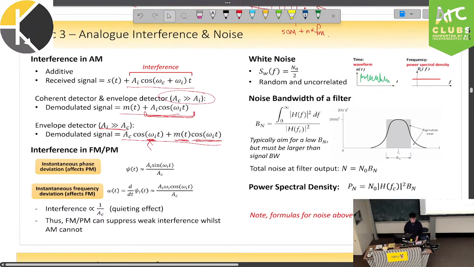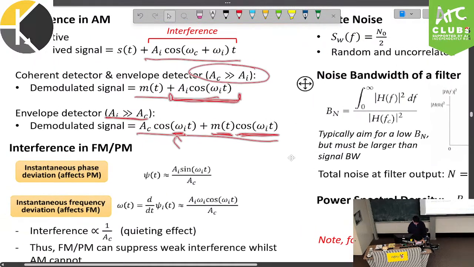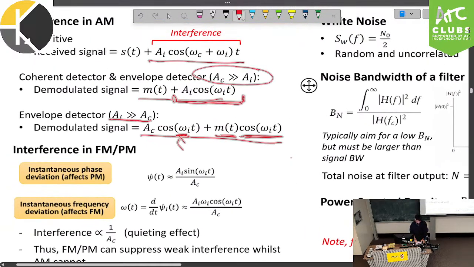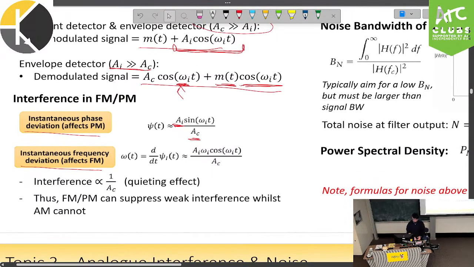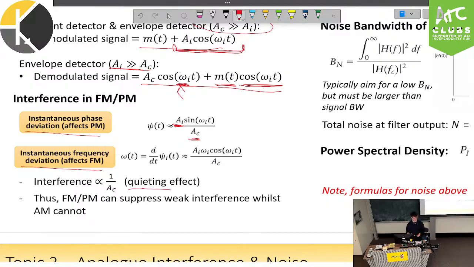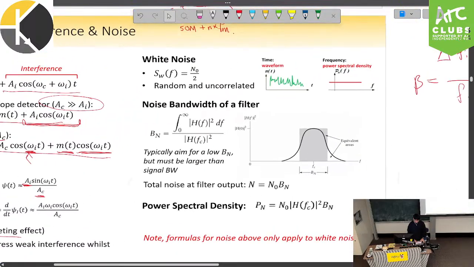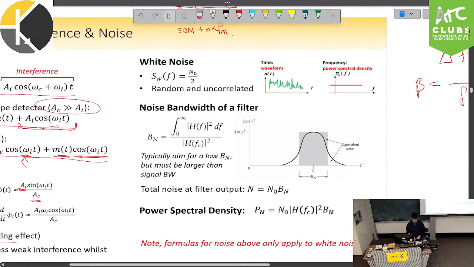This is where FM and PM comes in. So with FM and PM, we can see that the amplitude of your interference is inversely proportional to the amplitude of your carrier from these instantaneous phase and instantaneous frequency formulae. So we can actually quiet the impact of interference by having a larger carrier amplitude, which is something that AM cannot do. Moving on to noise, we only really deal with white noise in this course.